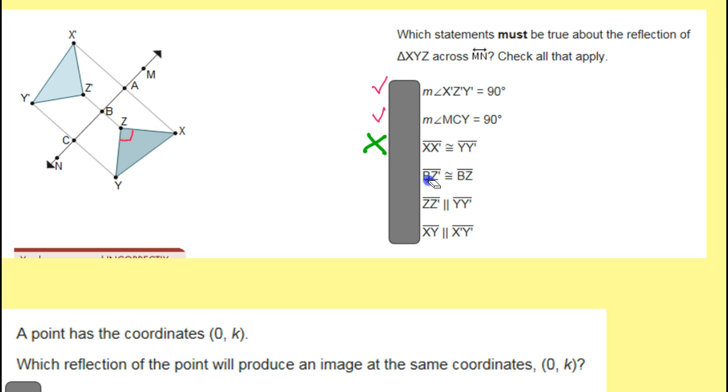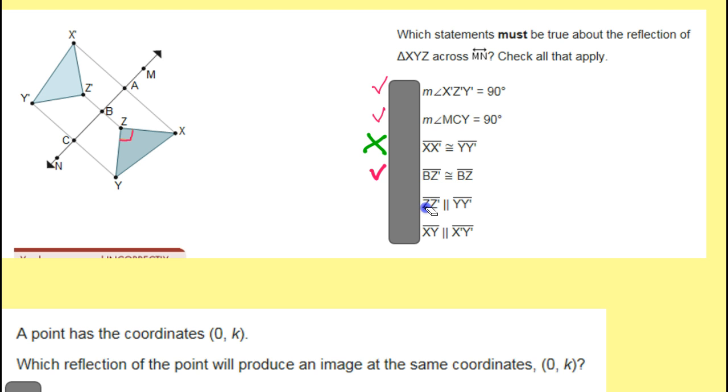Now, what about BZ prime? Where's that? Okay, so here's BZ prime and BZ. Are those congruent? Yes, those will be congruent. This is a reflection, so it's going to be the same distance from the line to each of the 2 points. The image and the pre-image are the same distance on opposite sides of the line, so those should be congruent.